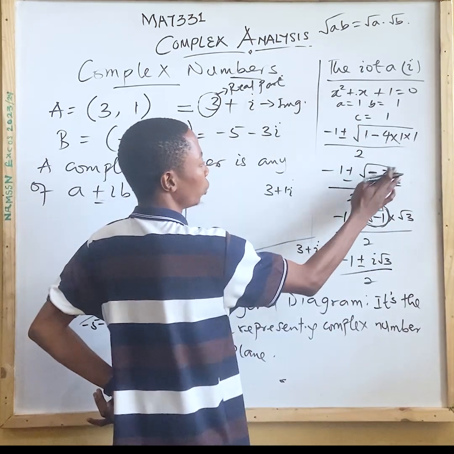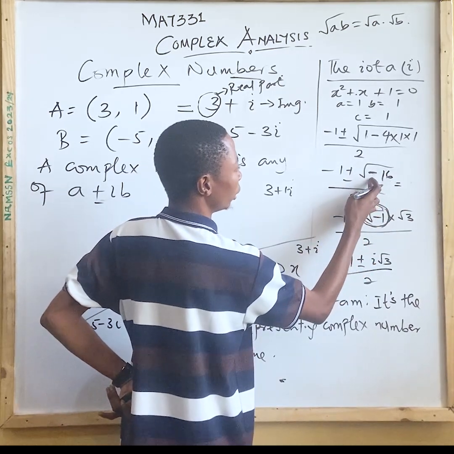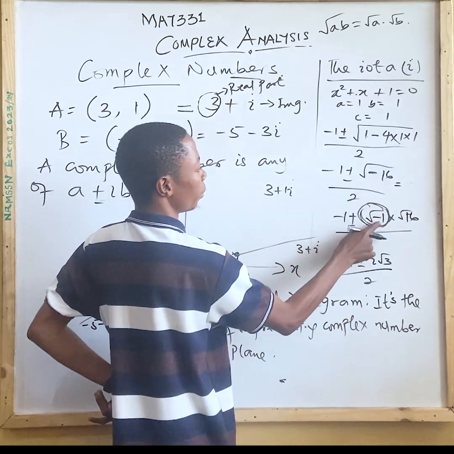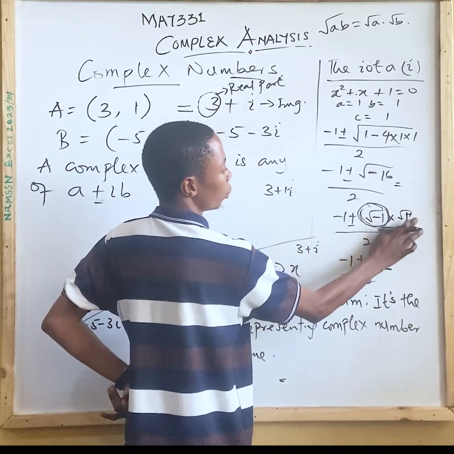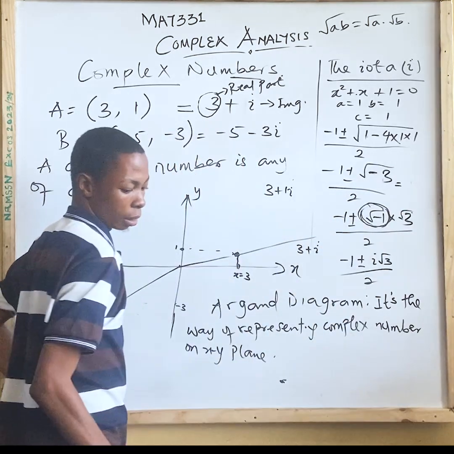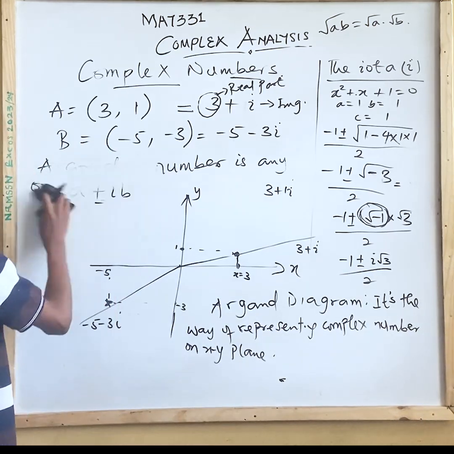Suppose you are solving a quadratic equation and you get something like square root of -16 here. You can just change this square root of -16 to -1 times 16, so that we can separate this minus. So that -1 is the iota.